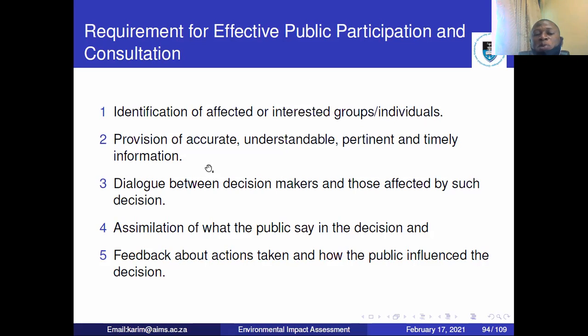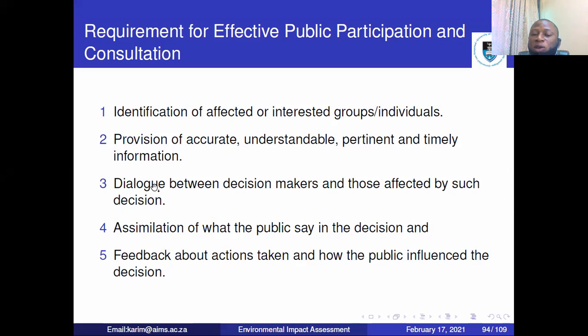You also have to provide accurate information that people can understand. When you meet them, tell them the reality of your project, be truthful. Let them understand; present information that is understandable to them. Provide pertinent and timely information, give them small pieces of information on time. And then dialogue between decision makers and those affected.